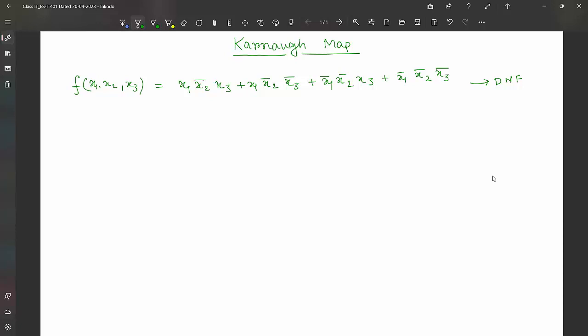If you just use the Boolean algebra, then first, this is x1 x2 bar x3 and this is x1 x2 bar x3 bar. You will take x1 x2 bar common, and you will get x3 plus x3 bar. Similarly, from these two portions you will take x1 bar x2 bar common, and you will get x3 plus x3 bar. And this x3 plus x3 bar is actually 1, and this x3 plus x3 bar is also 1.